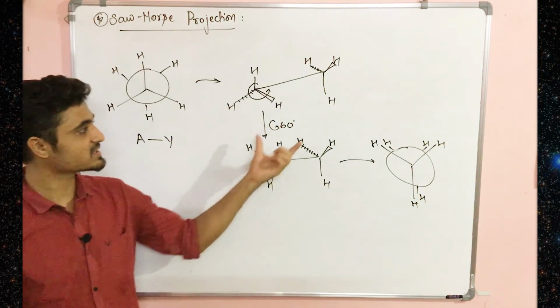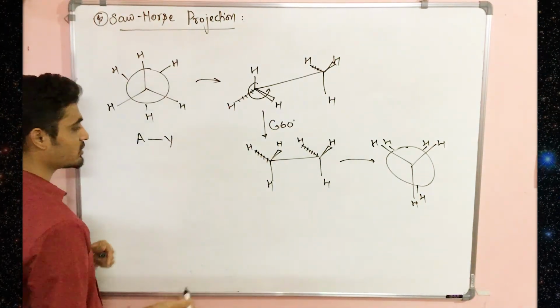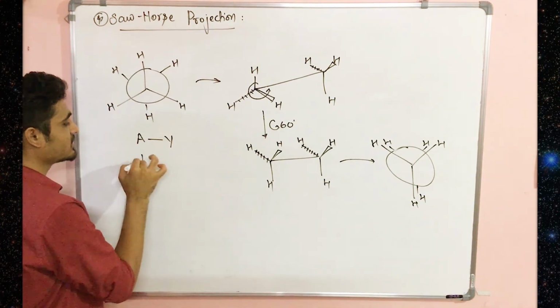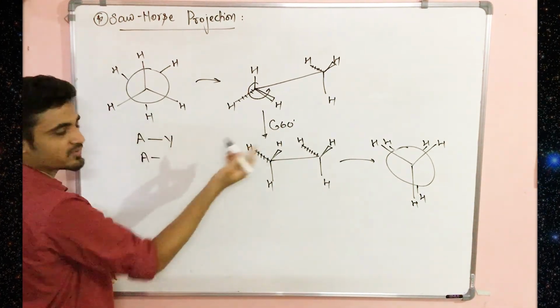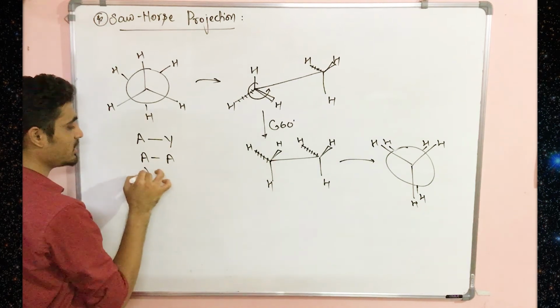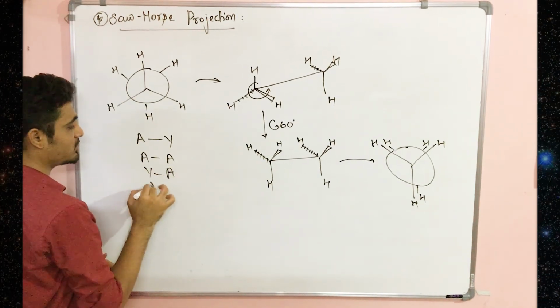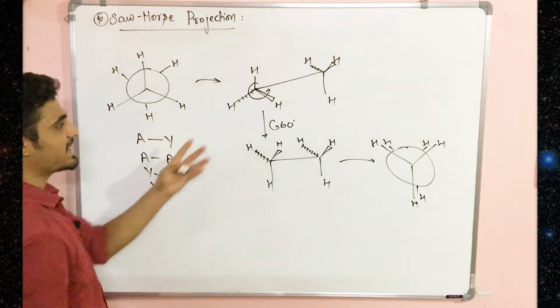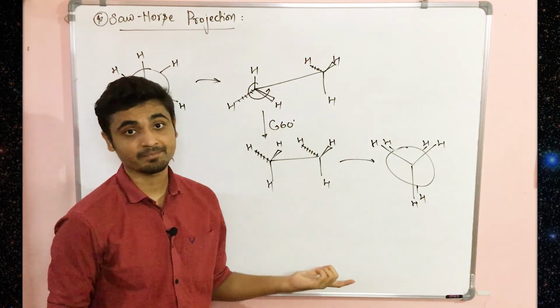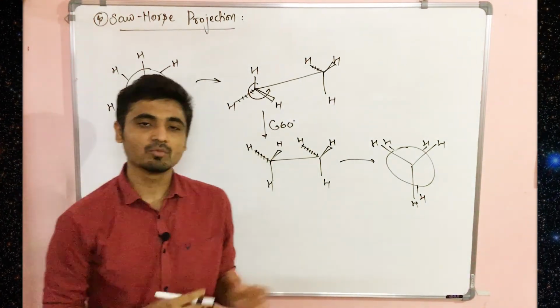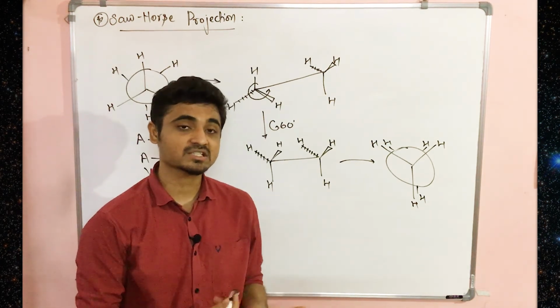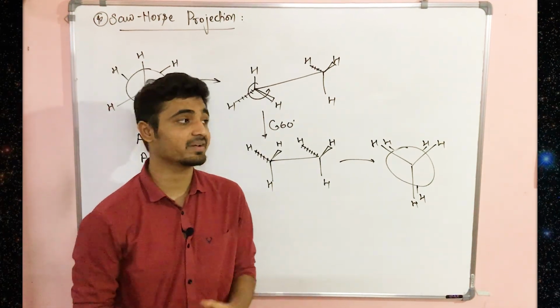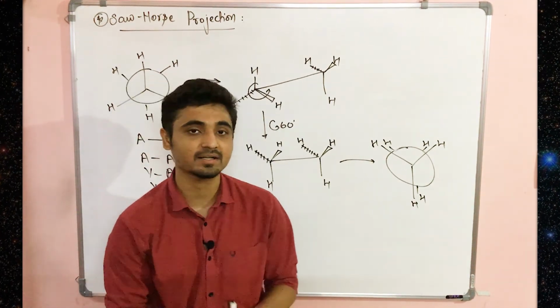Okay, so there is nothing much in sawhorse. The only thing I want to tell is, if you remember this AY, only 4 types of shapes you can see: AA, AY, YA and YY, right, like this, and you can simply understand from here. So these are the 4 most commonly used projections in stereochemistry. I hope this has helped you in visualizing it in a better way.